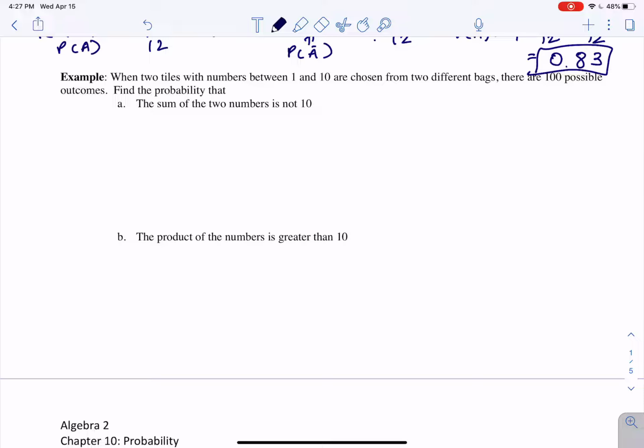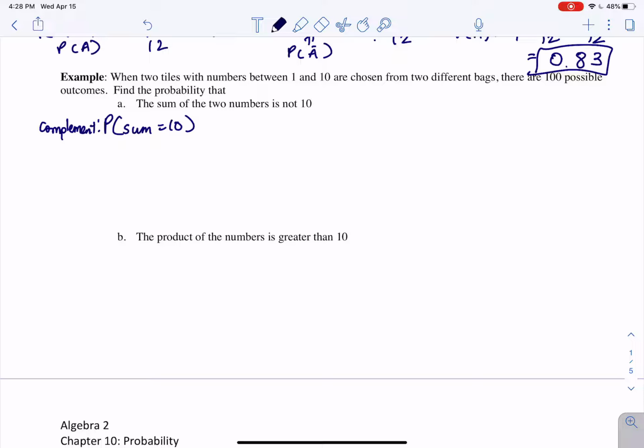So we have 2 bags. Each of them have 10 tiles in them, numbered 1 through 10. So there are 100 possible outcomes we can get if we take a tile from each bag. The first thing we want to see is what is the probability that the sum of the 2 tiles that we pick is not 10. So if I wanted to calculate all the times where it's not 10, that's a lot of different numbers. I can have 1 plus 1, I could do 1 plus 2, 1 plus 3, 1 plus 4, and so on. So instead, I'm going to take the complement, which would be the probability that the sum is 10, and calculate all of these outcomes.